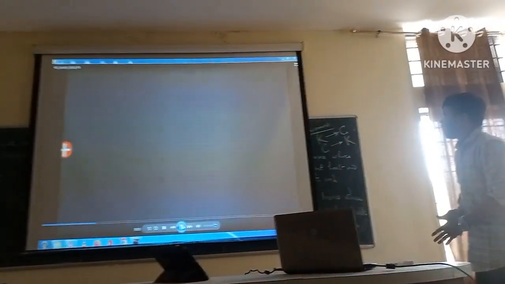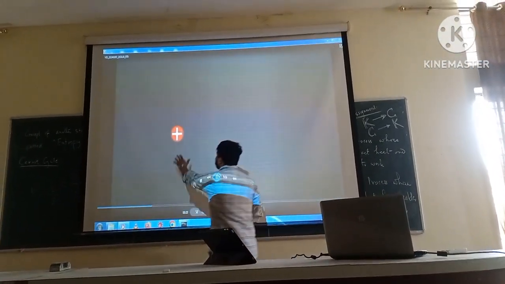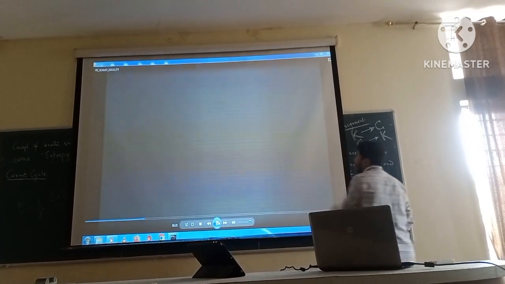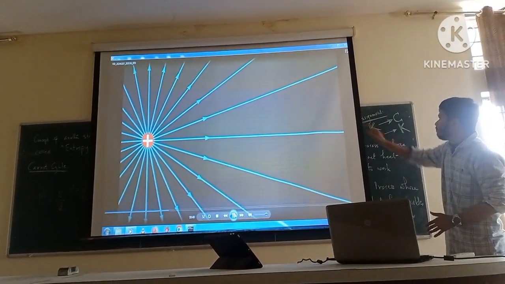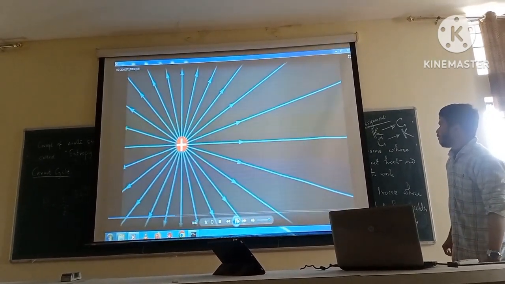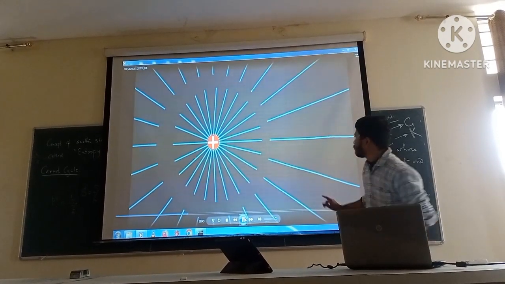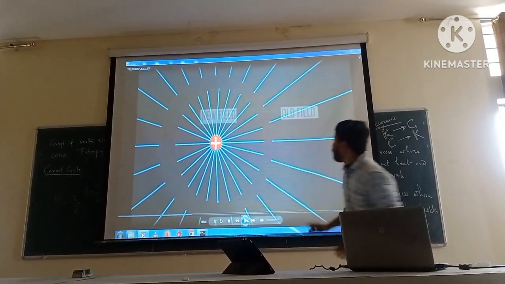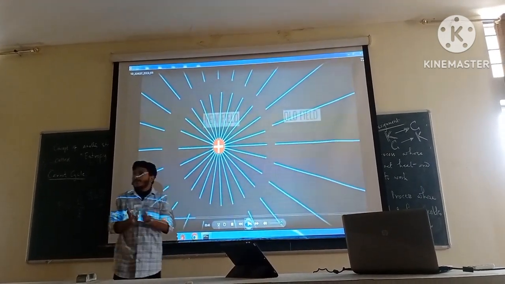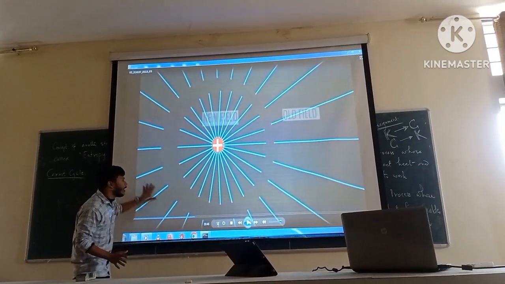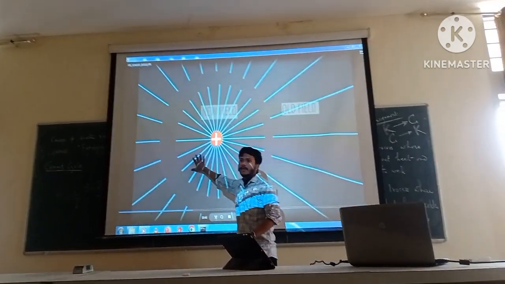Now you see, when I slow down the picture, this particle is now accelerated. So how is the electric field made? When such a particle is accelerated, this is the old electric field and this is the new electric field.